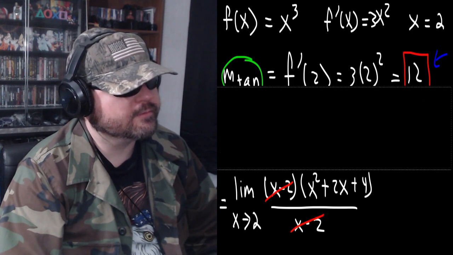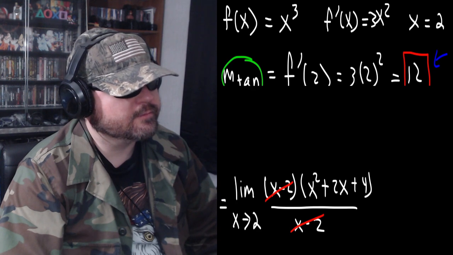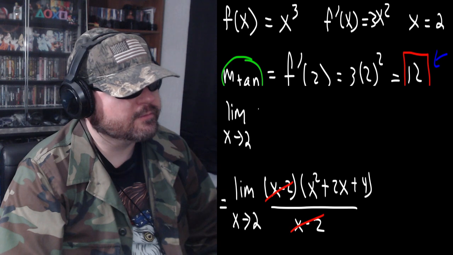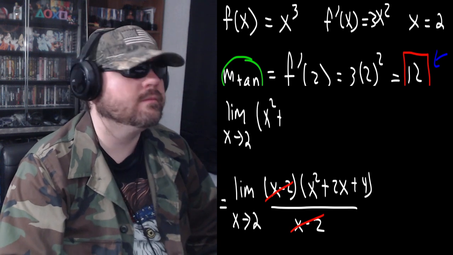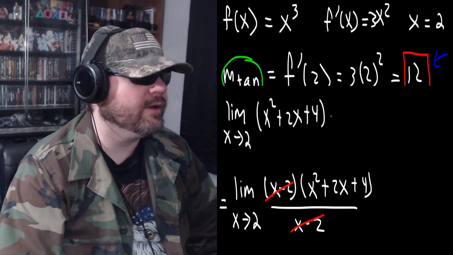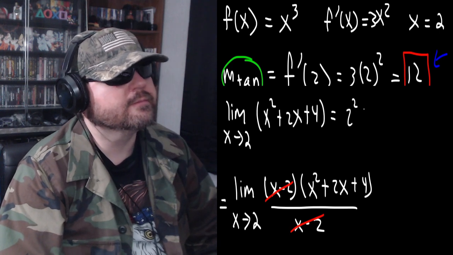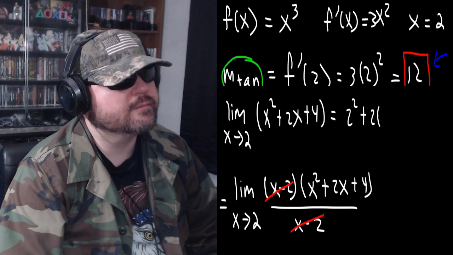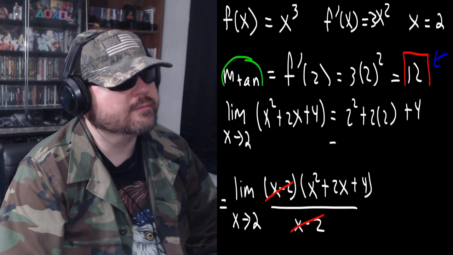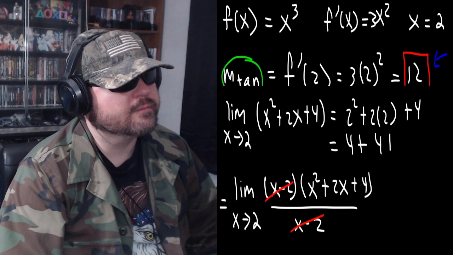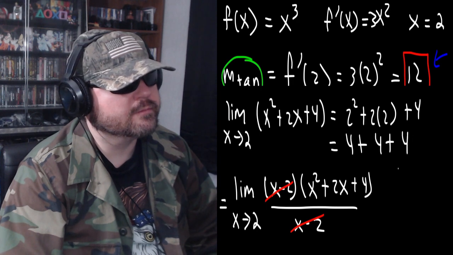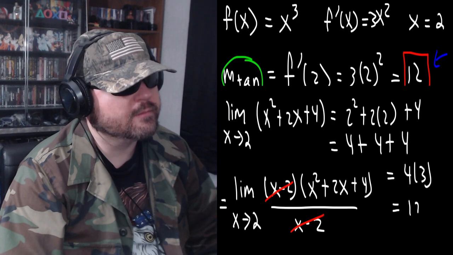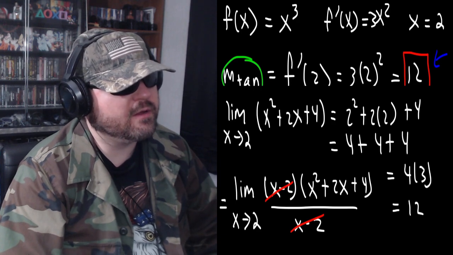And now we can substitute x with 2. So we have the limit as x approaches 2 of x squared plus 2x plus 4. And so it becomes 2 squared plus 2 times 2 plus 4. 2 squared is 4, 2 times 2 is 4. And if you add 4 three times, it's the same as taking 4 and multiplying it by 3, which gives you 12.